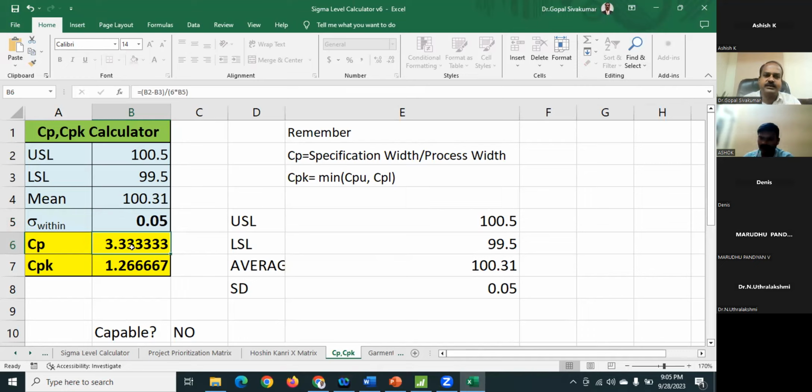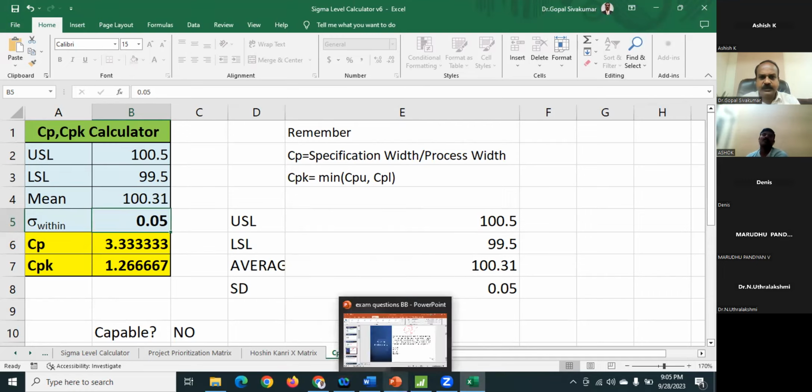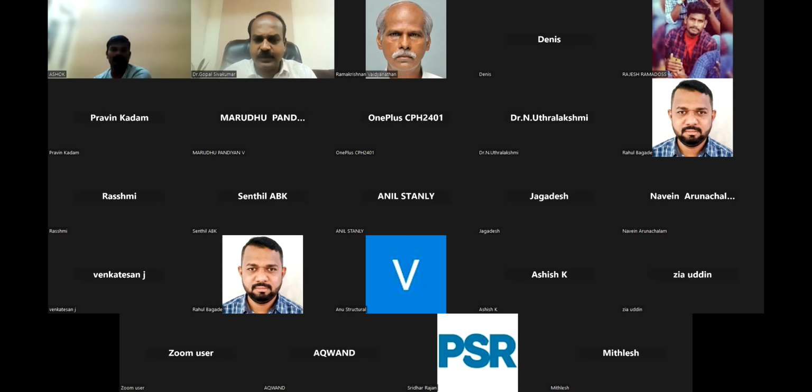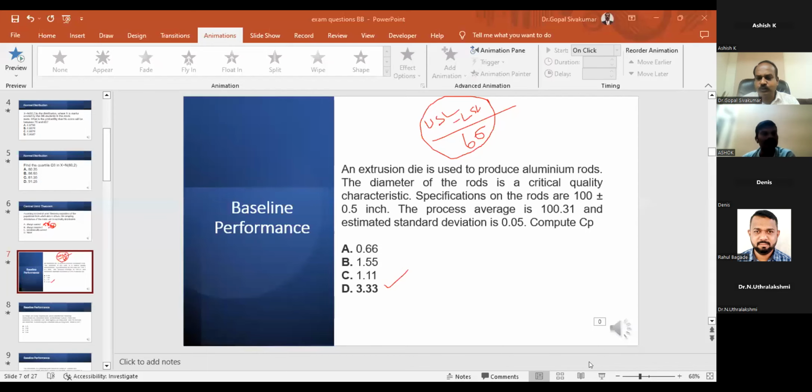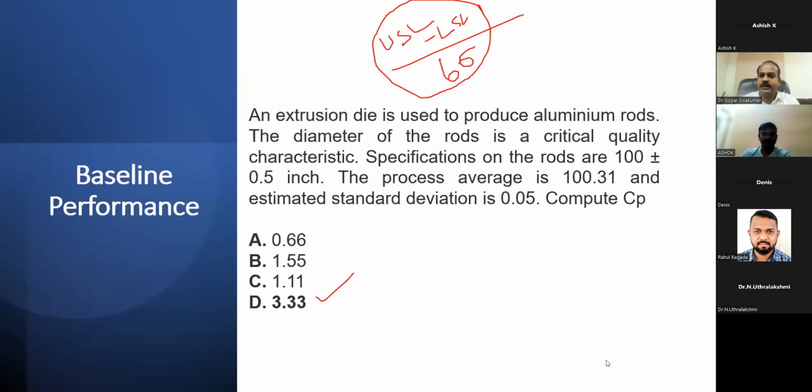Same formula only. You can do it manually, or this will do it for you, right? So now 3.33 is the correct answer, right? So all of you understand how to use the sigma level calculator? Yes, sir. It is not that difficult, but if you don't do it even once, then you will do the opposite while doing the exam, right?